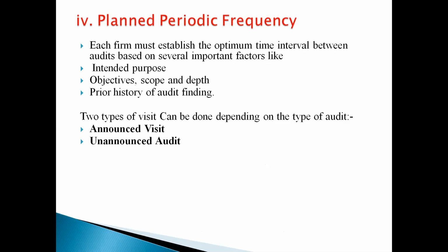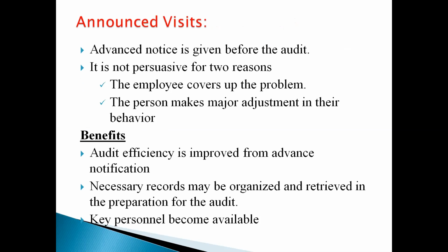In this case, each firm must establish the optimum time interval between audits based on several important factors, like the intended purpose, objective, scope and depth, and the prior history of audit findings. So two types of visits can be done depending on the type of audit. One is the announced visit, and an unannounced audit can also be done. For announced visits, they give notice to the pharmaceutical industry in advance before they come for the audit. That is, advance notice is given before the audit.